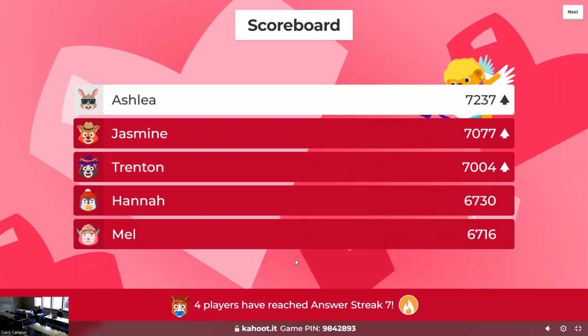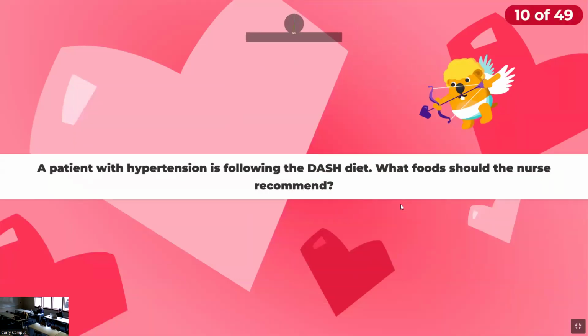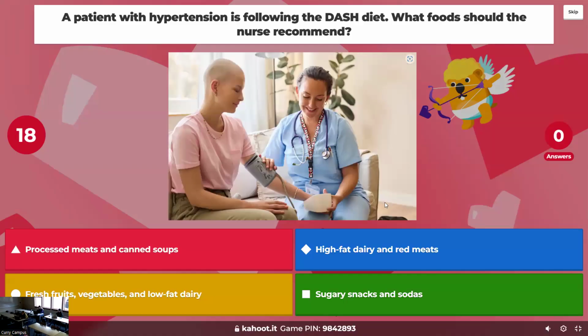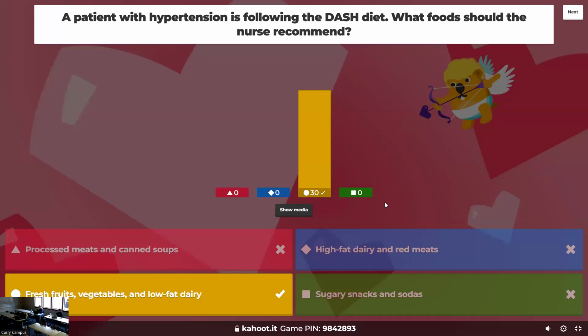All right. Oh, Heather is off the board. A patient with hypertension is following the DASH diet. What foods should the nurse recommend? And that lower one is fresh fruits, vegetables, and low-fat dairy. All right, we got it. Good. Everybody got that one right.